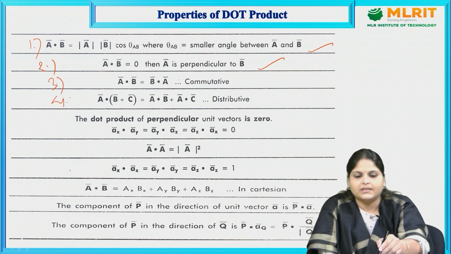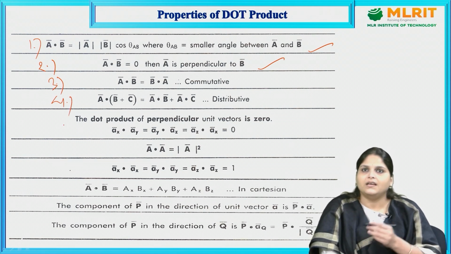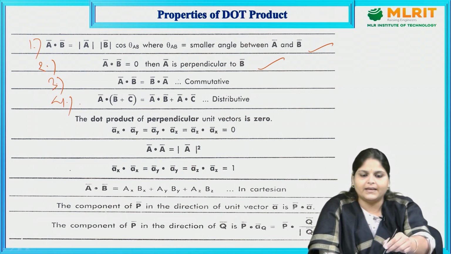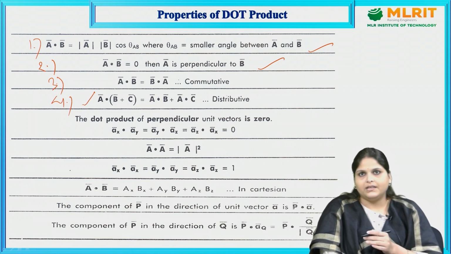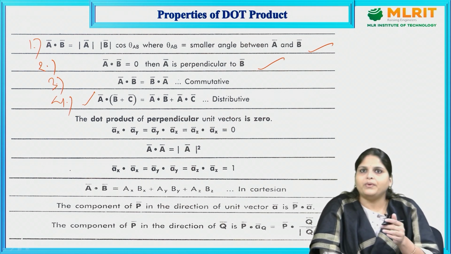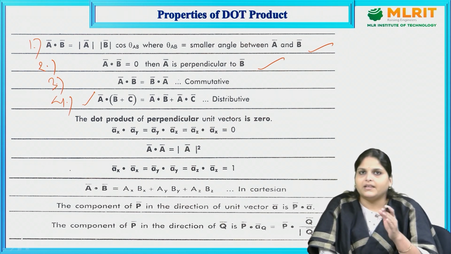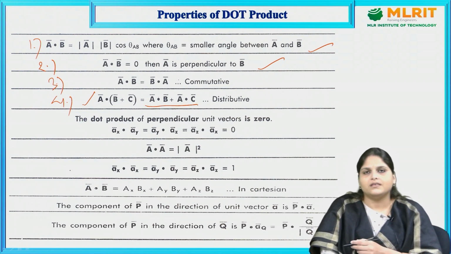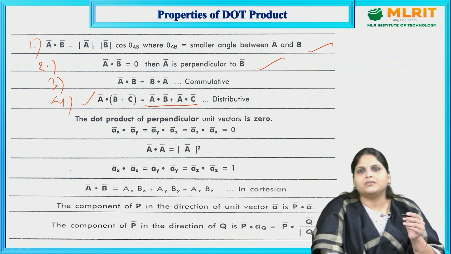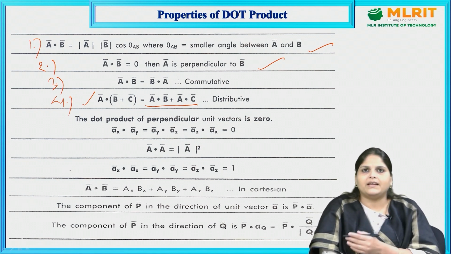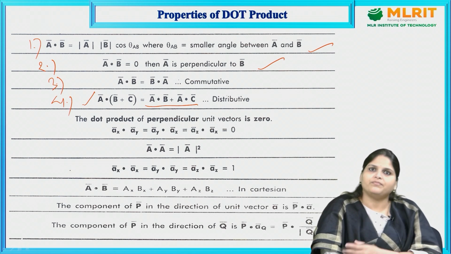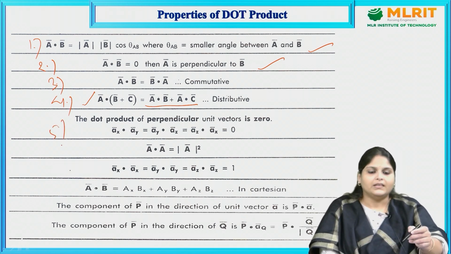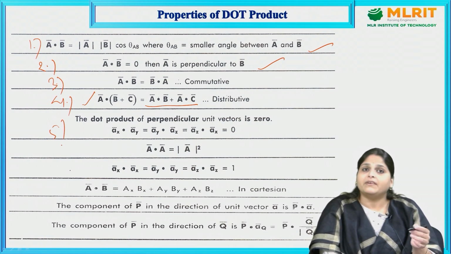Fourth one is the distributive property, which means if you have three vectors A, B and C, and you write A dot (B plus C), then as per this property it can be written as vector A dot vector B plus vector A dot vector C. It's just like 2 into (3 plus 5). Next property is that the dot product of perpendicular unit vectors is 0.